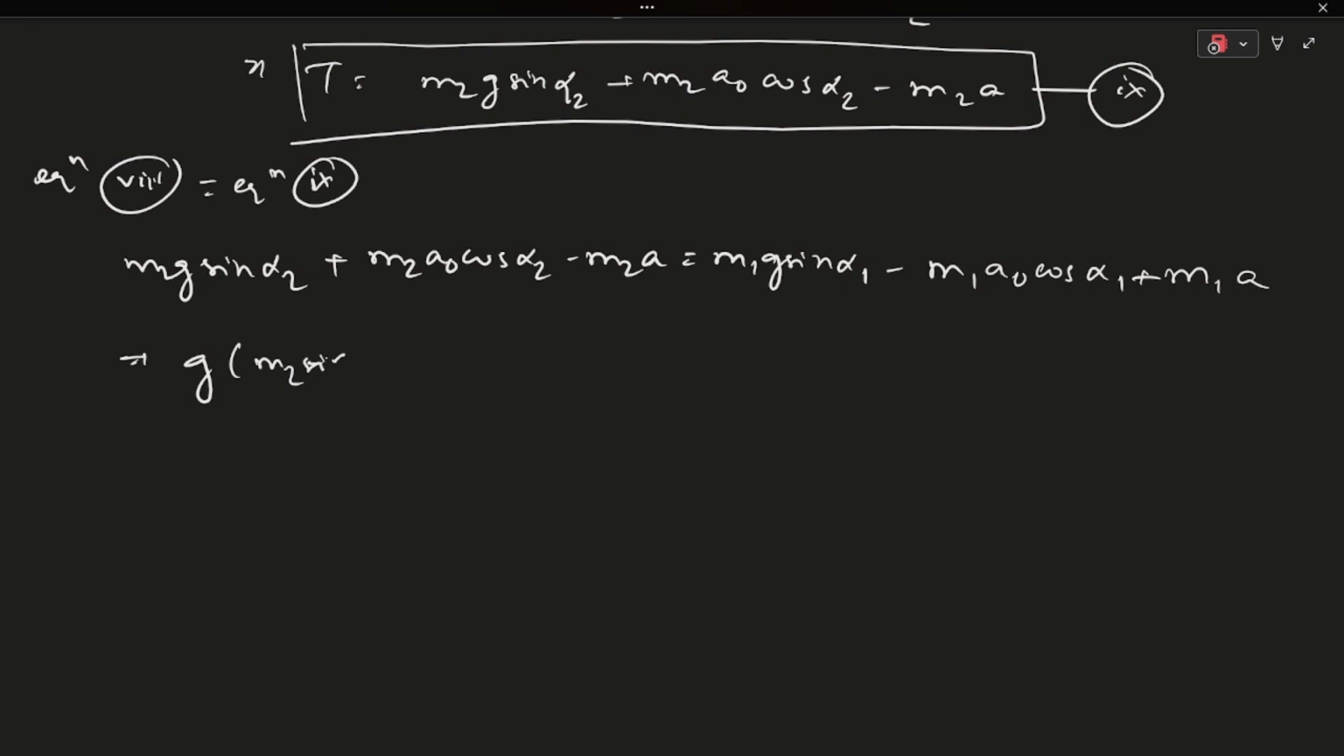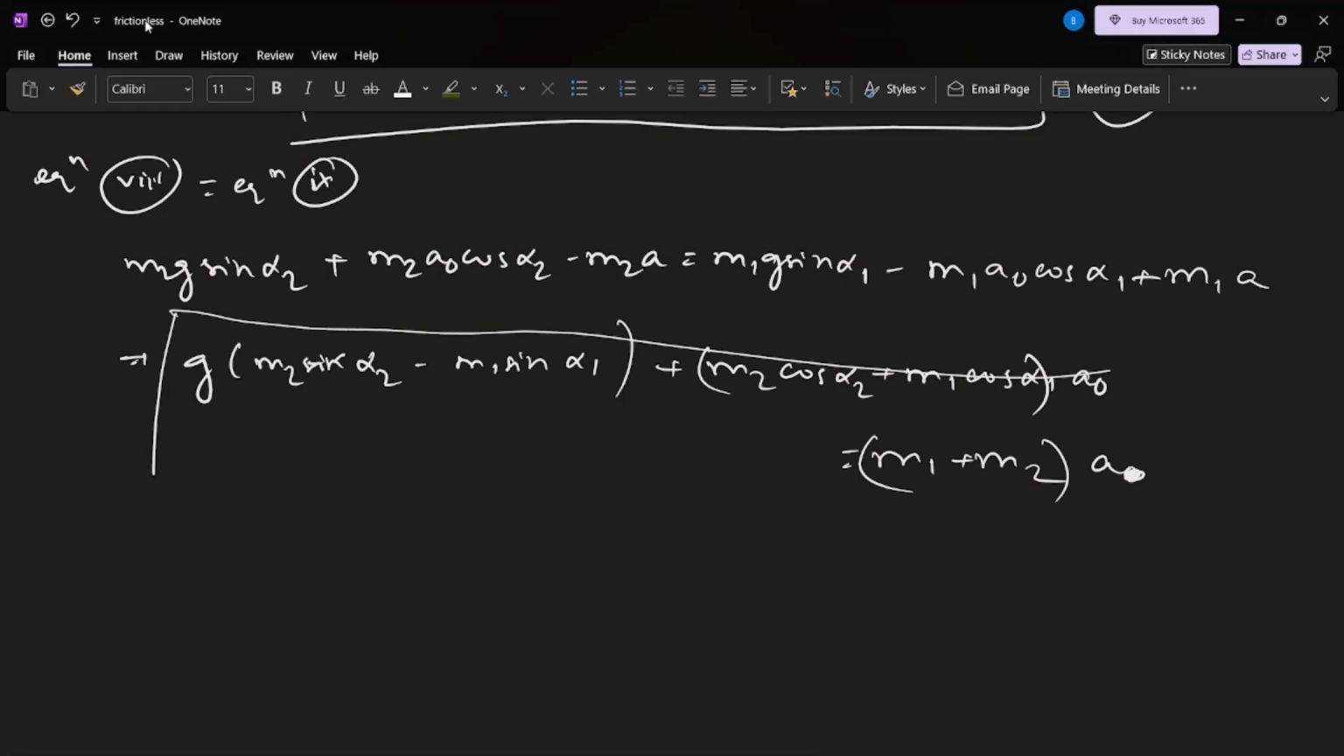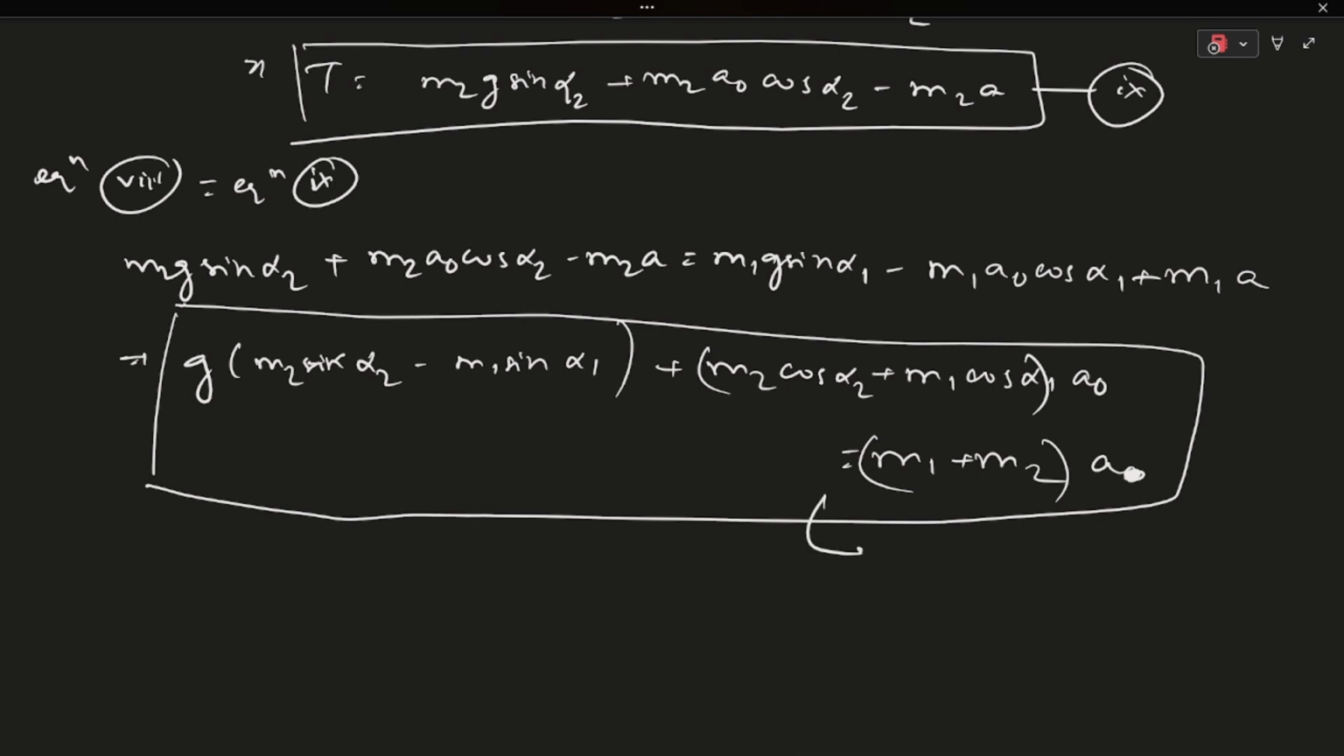So we are going to say g common, m2 sin alpha 2 minus m1 sin alpha 1, then plus m2 cos alpha 2 plus m1 cos alpha 1 into a naught equals m1 plus m2 into a. This is equation 10.